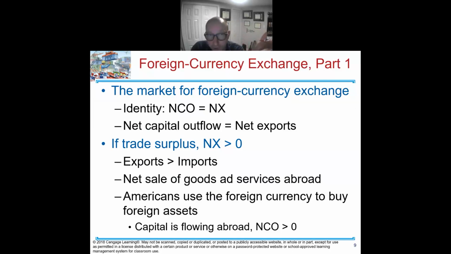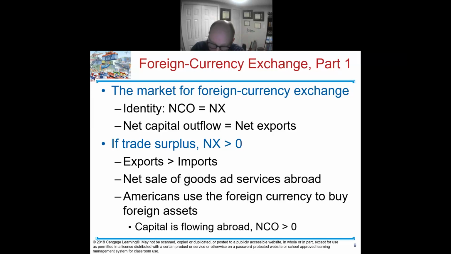Of course, there's always going to be a market for foreign currency exchange. Foreign currency exchange, as we've been talking about, is when I need to exchange my American dollar for another currency, like the euro. If I go on vacation to Europe, I need to exchange my American dollars for euros so I can purchase goods and services in Europe. That exchange is done on the market.